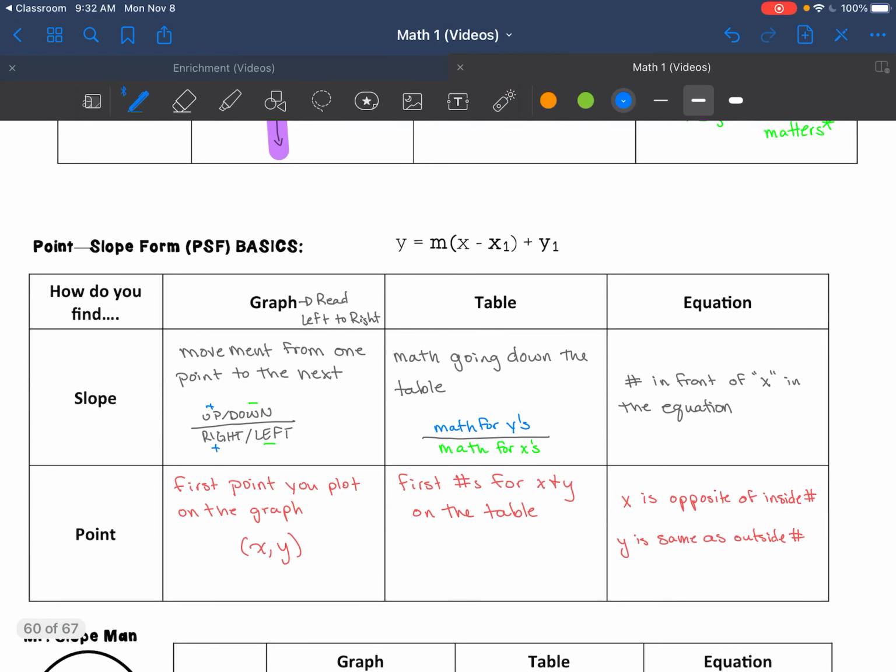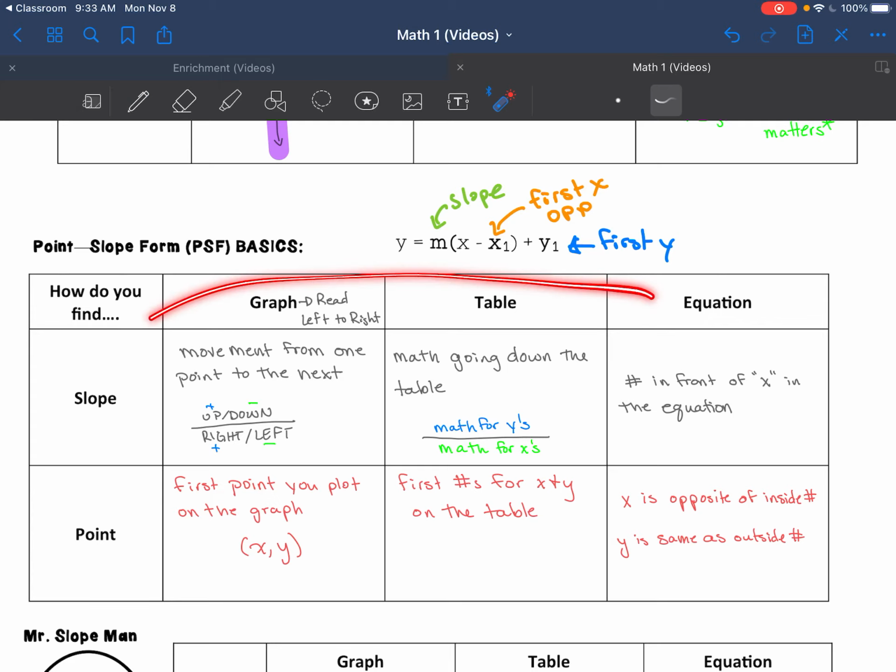Point-slope form basics. Again, m is going to be our slope. But this time we have x1, which is our first x, and we do the opposite. And then y1 is our first y. Okay. Now again, we only do the opposite sign when it comes to the equation of point-slope form. The slope on the table, graph, and equation are all the same as slope-intercept form.